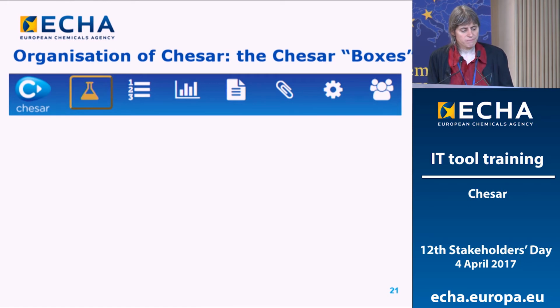How does it work? So we always talk about the Chesar boxes. In fact, there is a workflow in Chesar. So the assessment can be done step by step, but there is also the possibility to go back. So we have 7 boxes. The first one is about substances, where you manage your substances, where you can see the information coming from IUCLID, etc. Understand a bit everything about your substance.